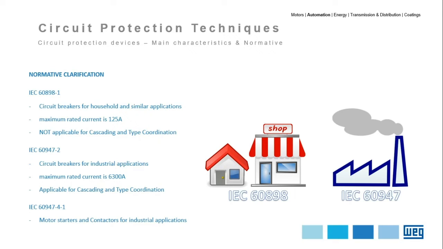IEC 60947-4-1. Also applicable to this webinar, there is part 4-1, which establishes the requirements for motor starters and contactors for industrial applications. Both aforementioned parts of IEC 60947 are the ones which regulate the protection techniques that we will check further. So keep in mind that they are within an industrial environment.